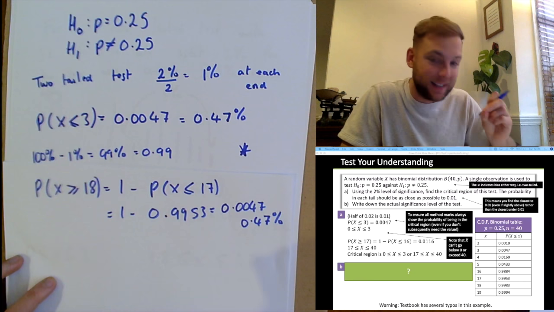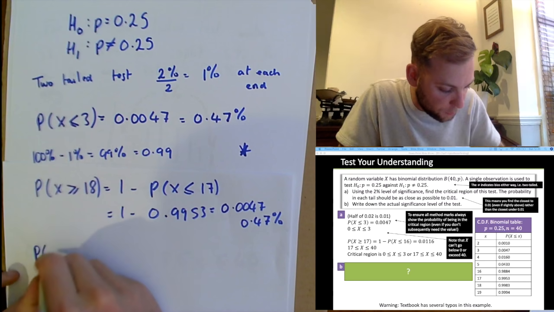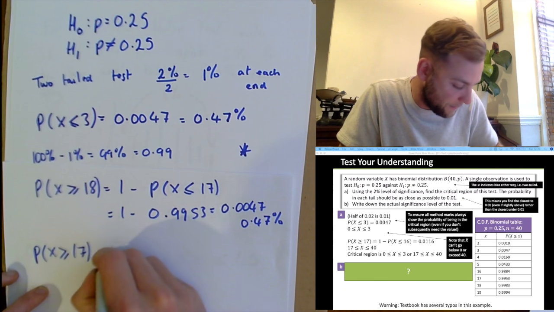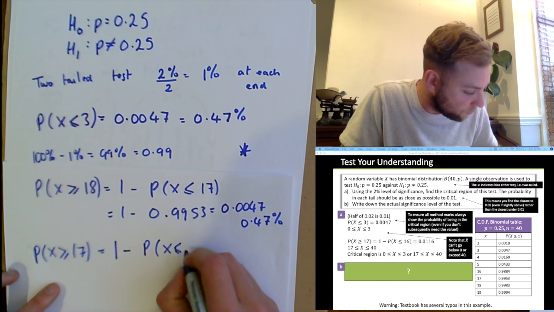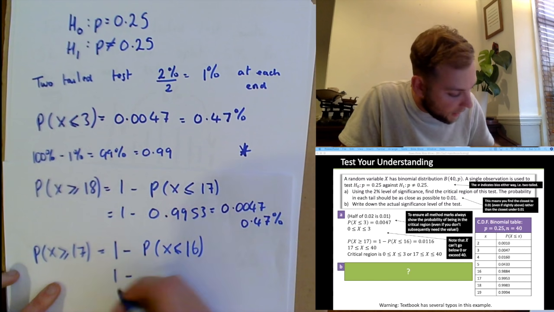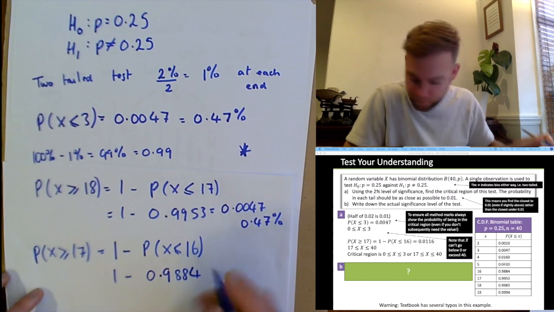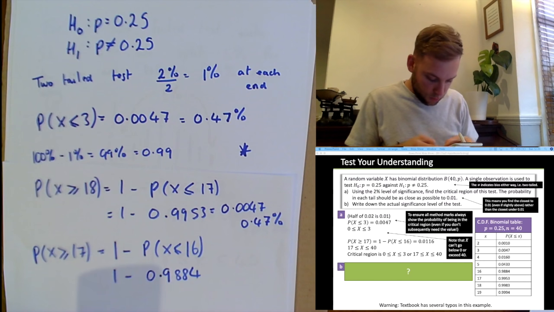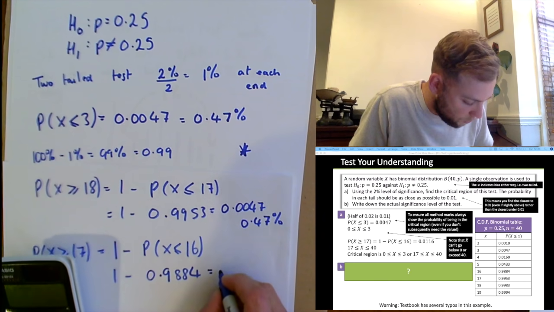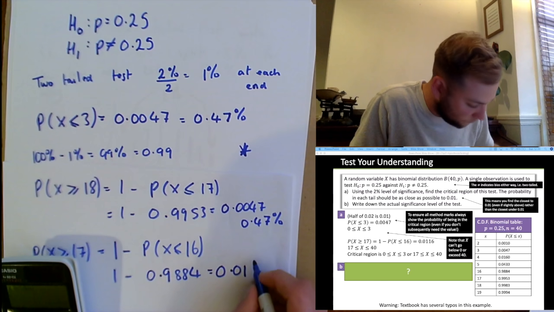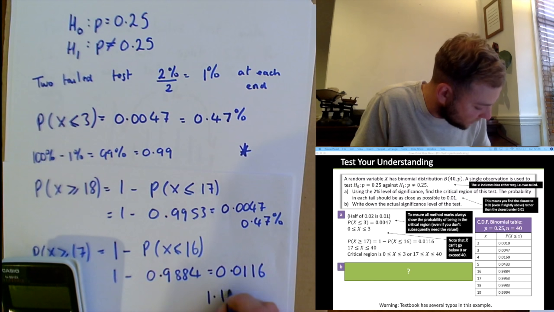However, it's not asking for that. It's asking for the value which is closest to this. If I look at the one before it, the probability of this being greater than or equal to 17, then what I get is 1 minus the probability of being less than or equal to 16, which is 1 minus 0.9884, which is equal to 0.0116. So the probability of this is 1.16%.